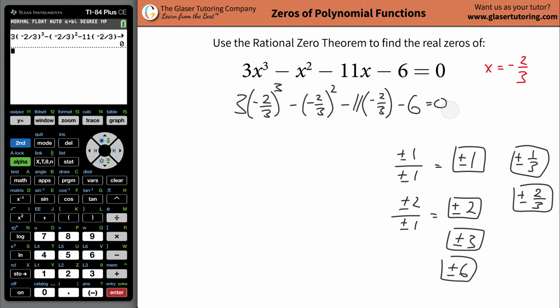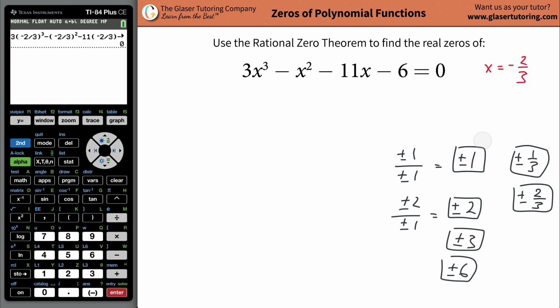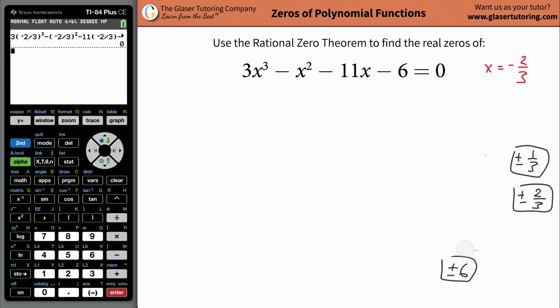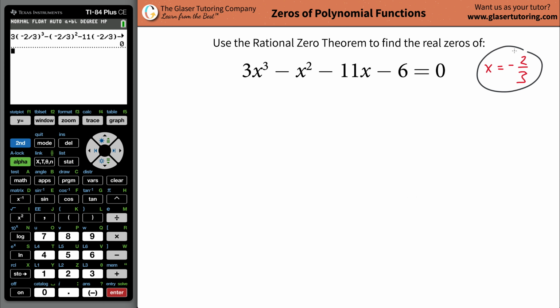So now what I want to do, and what we need to do, because I know no other value is going to work, is use this zero value to do a division, maybe a synthetic division, so I can try to break this down into a quadratic.